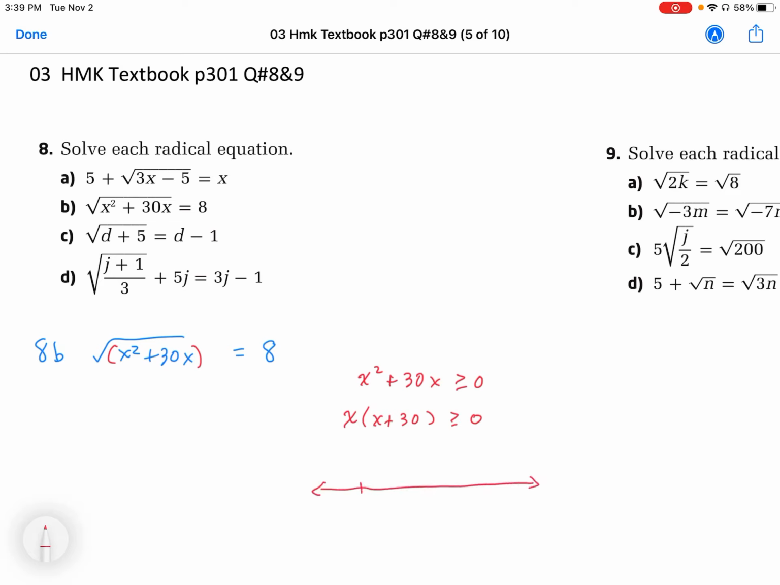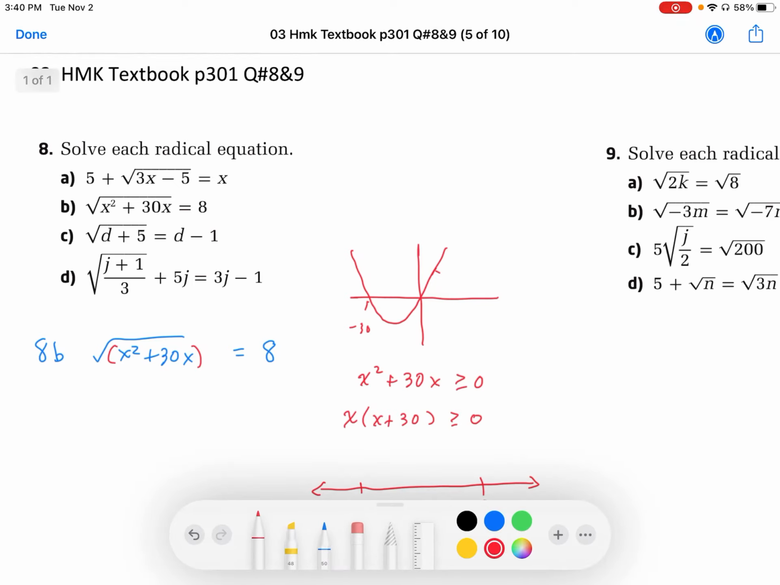And there's going to be negative 30, and there's going to be x equals 0. And we can just plug in some numbers to see which ones are going to give us bigger than 0. The other way we can check this is we can just imagine this is an upward parabola, and it's got zeros at negative 30 and 0. What we're looking for is the part that's greater than 0. The part that's greater than 0 is going to be this section here and this section here.